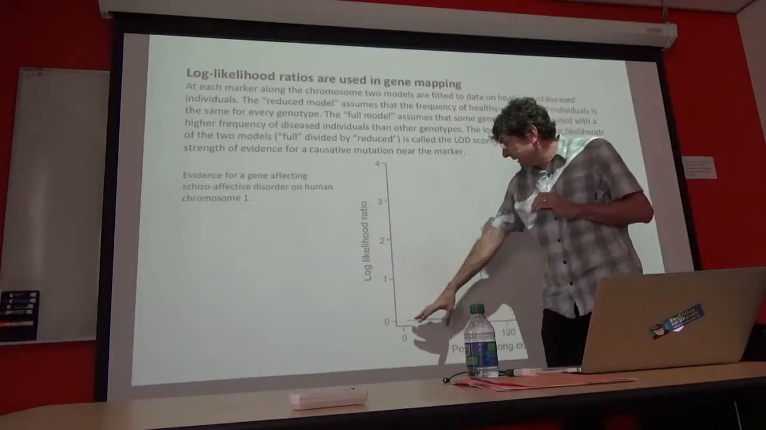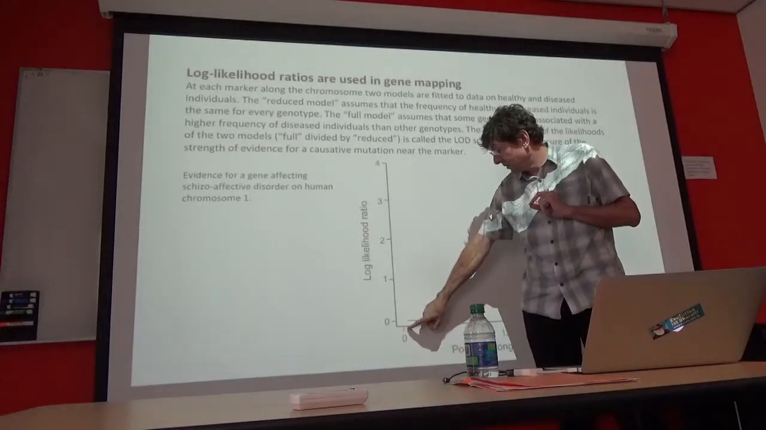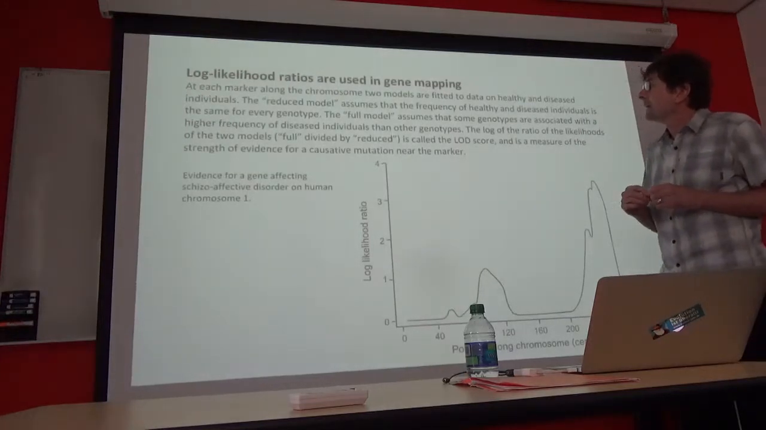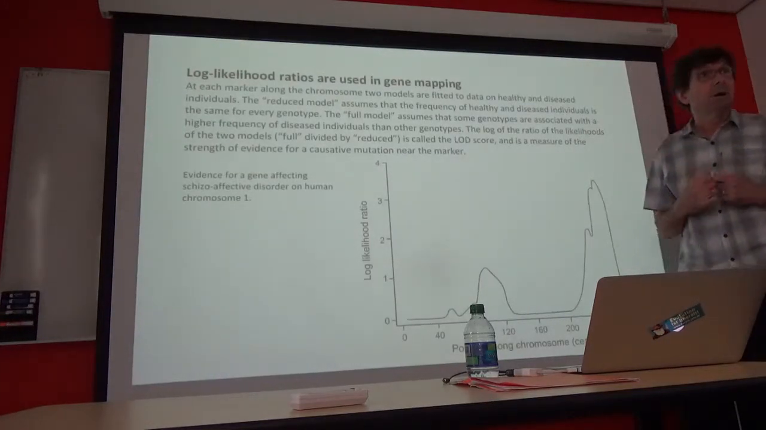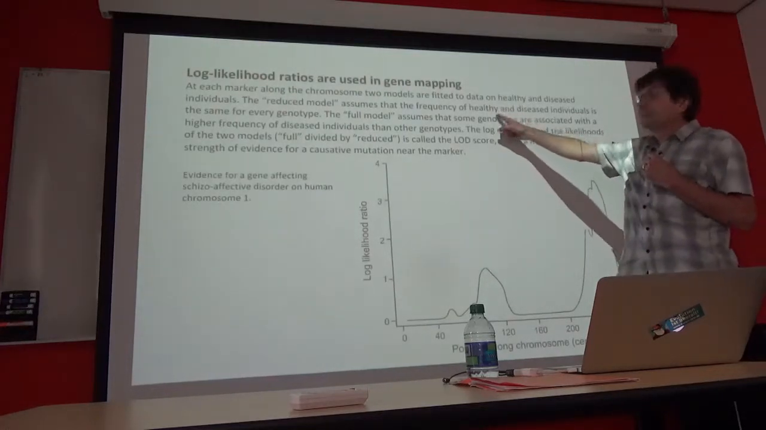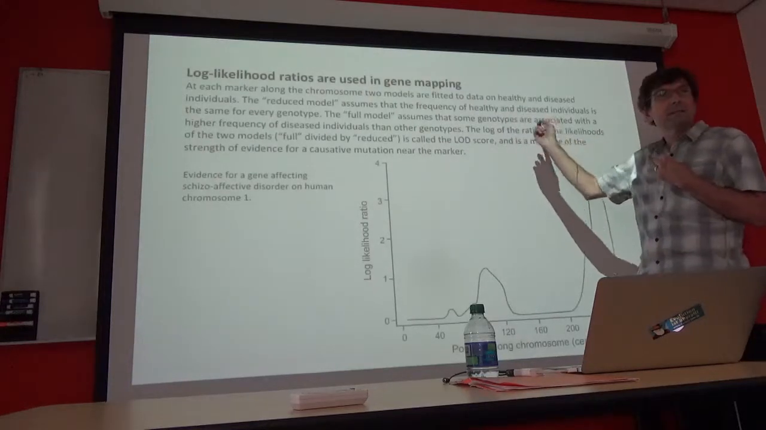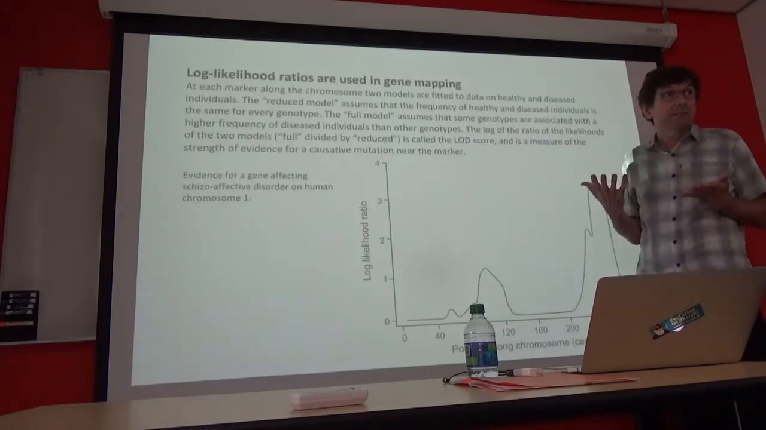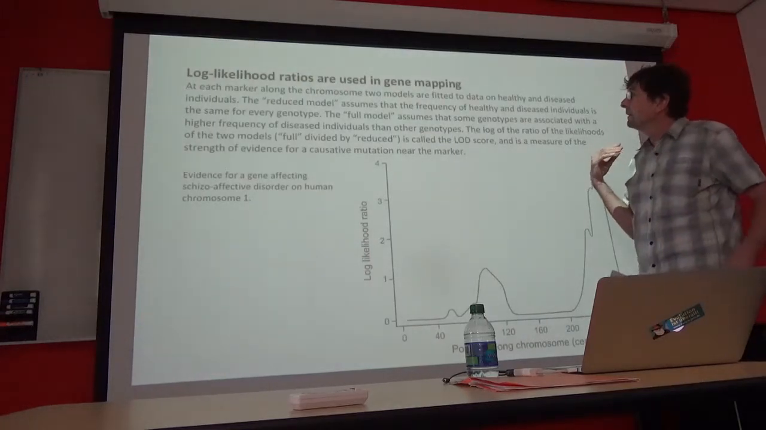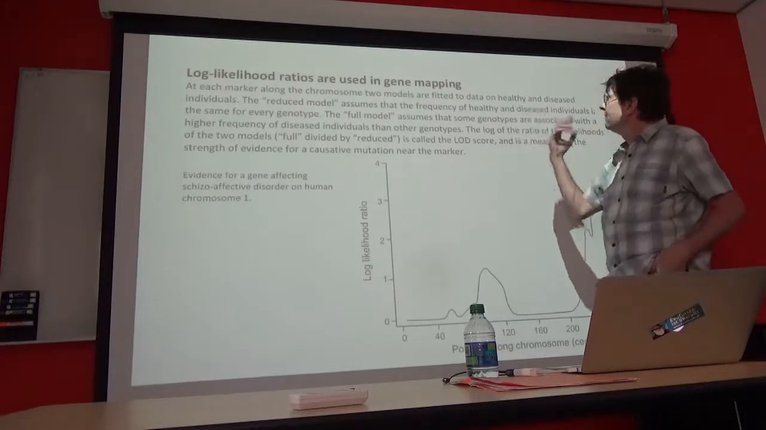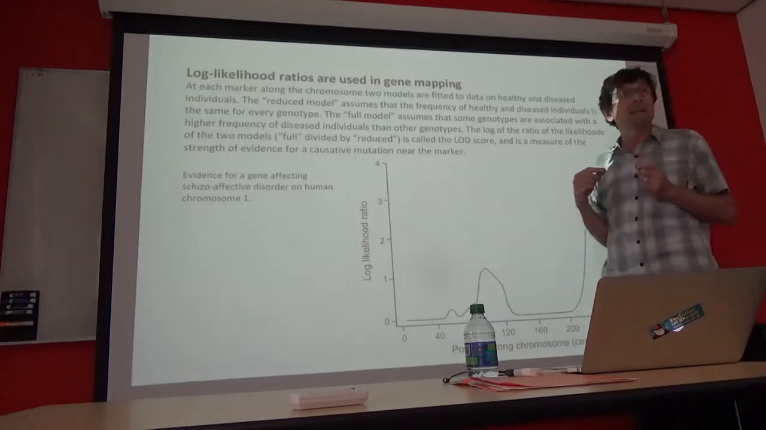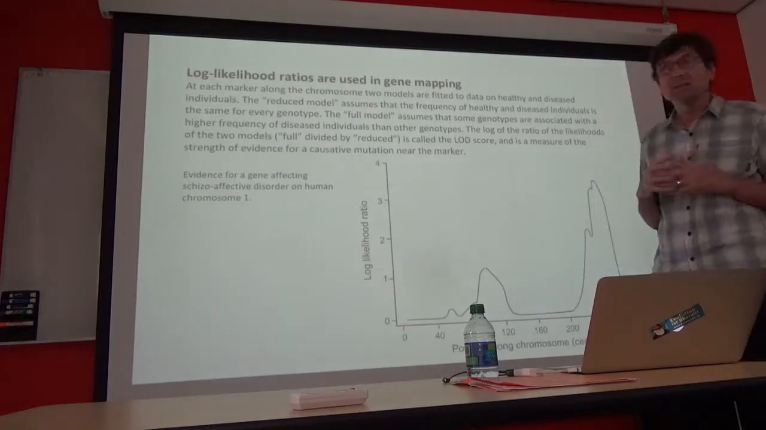The application of the method basically amounts to going to the first marker on chromosome 1 and calculating the likelihood of two models. The full model is that the genotype frequencies differ at that marker between healthy and diseased individuals. If that's true, then there's a mutation nearby. The null hypothesis, the reduced model, is that healthy and diseased individuals have the same genotype frequencies. So there's no association between genotypes.